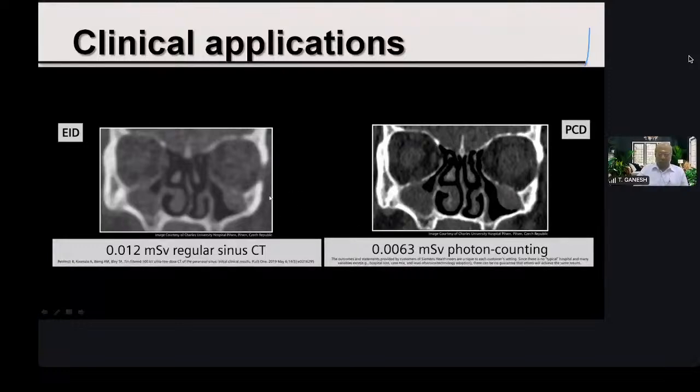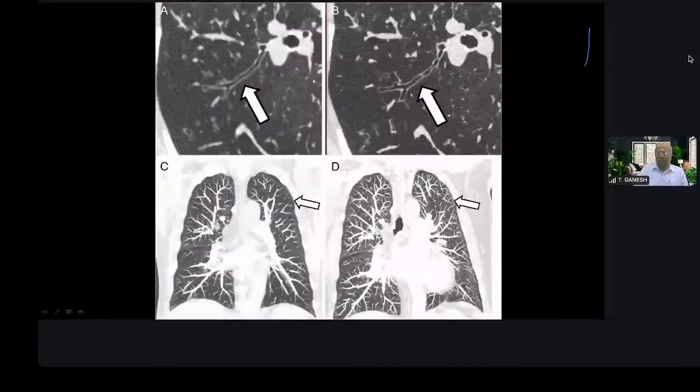What are the clinical applications? So you can see with the energy integrating detector, the sinus CT, how it looks like, and with the photon counting CT, the same sinus with half of that dose, 0.012 millisievert versus 0.0063 millisievert. See how clear it looks, the resolution, everything is good. And similarly, you can see here, this is the conventional imaging, the edges are not very well defined, but here the edges are very well defined.